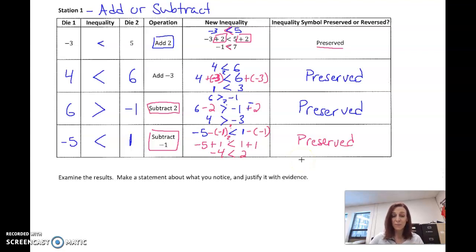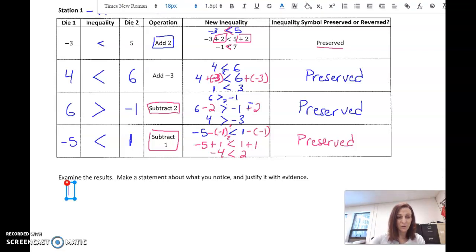So now we just want to sum it up. It says examine the results. Make a statement about what you notice and justify it with evidence. All right, well, here's what I notice. Whether I was adding positive numbers or adding a negative number or subtracting a positive or subtracting a negative, my inequality symbol is always preserved. So, you know me, I'm going to choose to type it out here because this is our statement.